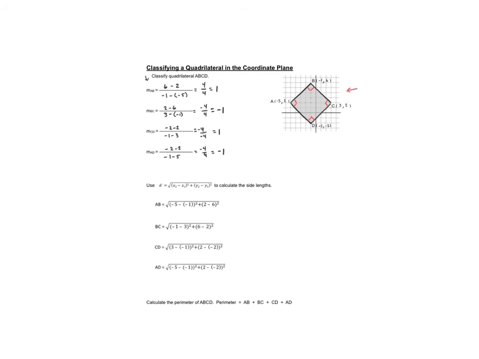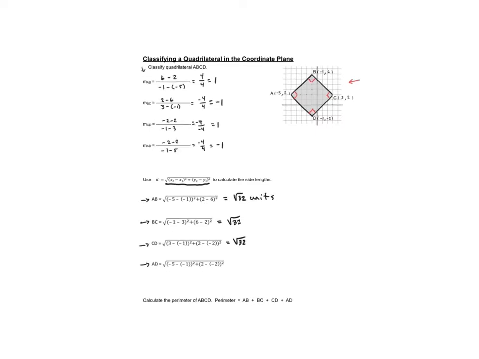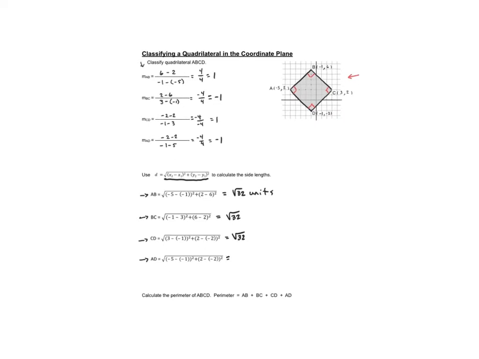So as we use the same information to find out the lengths of each one of these sides, I've gone ahead and filled the information in here to find out how long each one of these sides is using our distance formula. It turns out that AB is going to be the square root of 32 units. BC is also going to be the square root of 32. CD is the square root of 32, and we multiply everything out. And then AD is also the square root of 32.